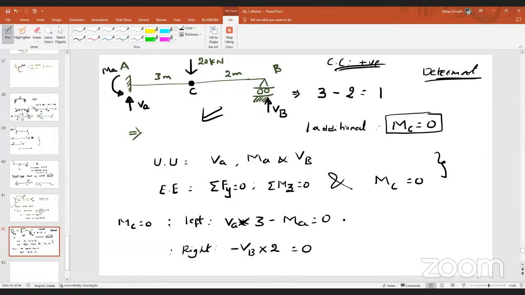I think you can understand, right? By looking at these two, by using which side can we directly get one unknown reaction? The right side. If you look at the right side, what is the reaction at B? VB will become 0. So how many equations are pending? Summation Fy equal to 0 and summation M equal to 0. By using those two, can you find the remaining unknowns? Yes, we can.